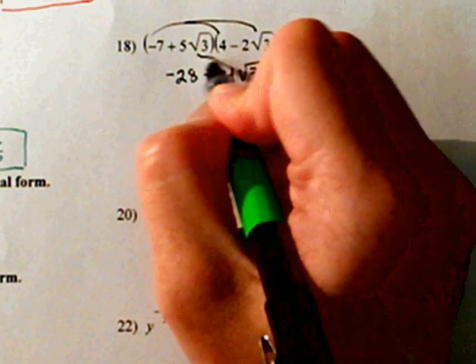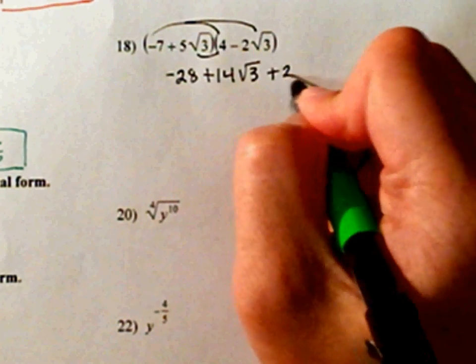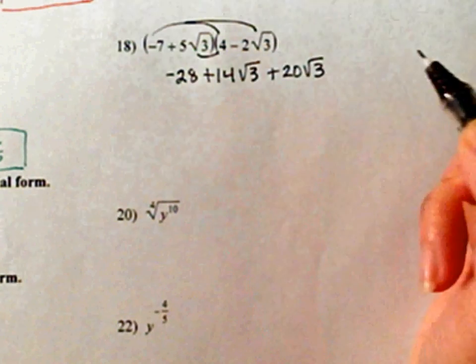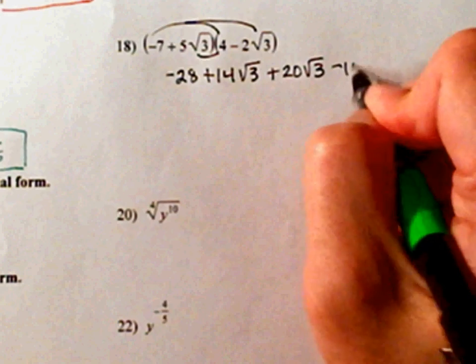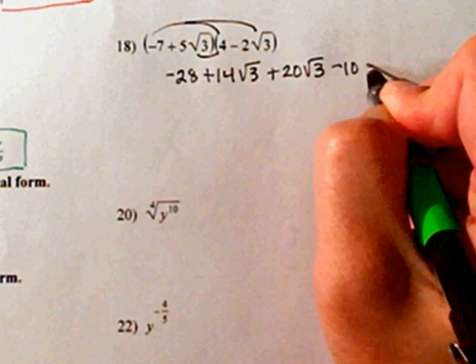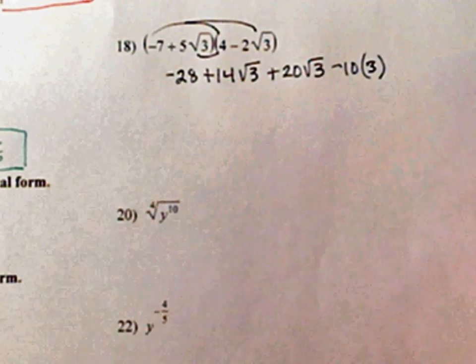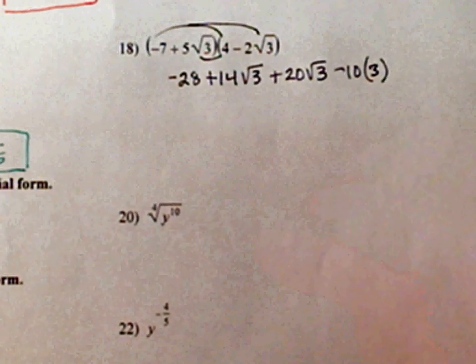5 times 4 is positive 20. Carry over your square roots of 3. 5 times negative 2 is negative 10. Square root of 3 times square root of 3 is just 3. Okay? Let's finish. Negative 28.